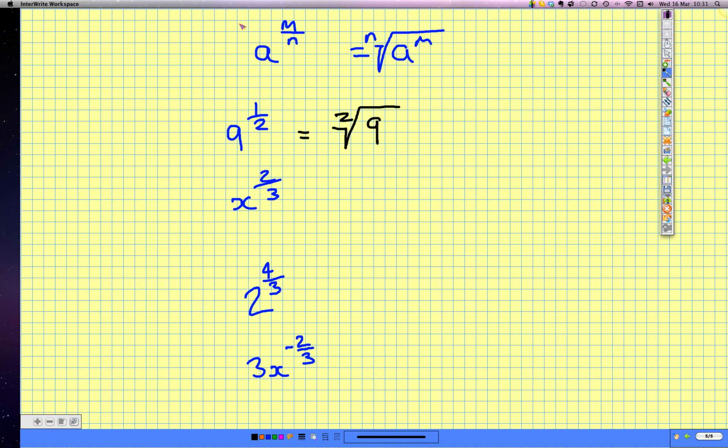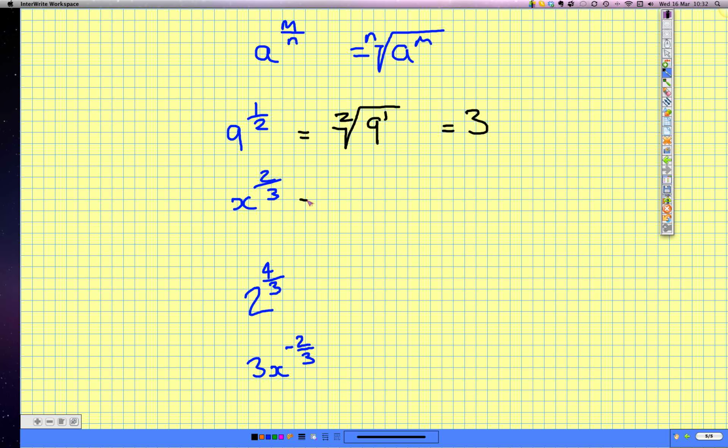But what I want you to recognise is that the numerator, the m in the fraction, if you like, in the power law, is actually the power of 9. So that's really 9 to the power of 1, or just 9. So that's where that comes from. Obviously the square root of 9 is 3. 3 times 3, or 3 squared, is 9, so the square root of 9 is 3.